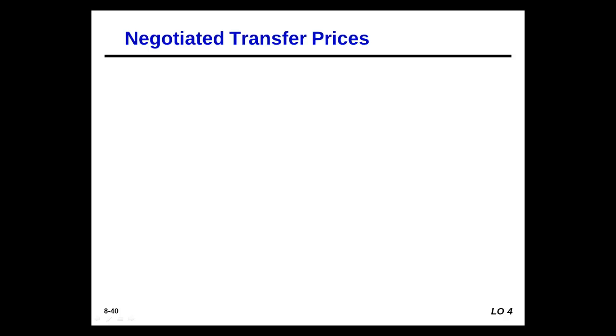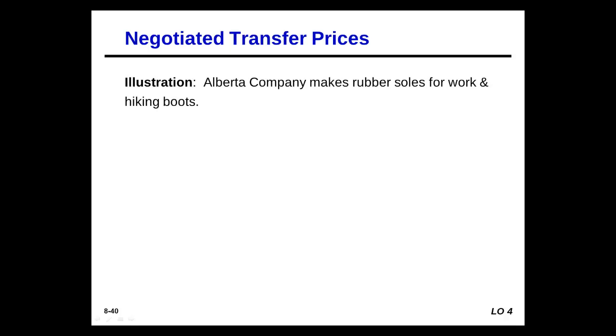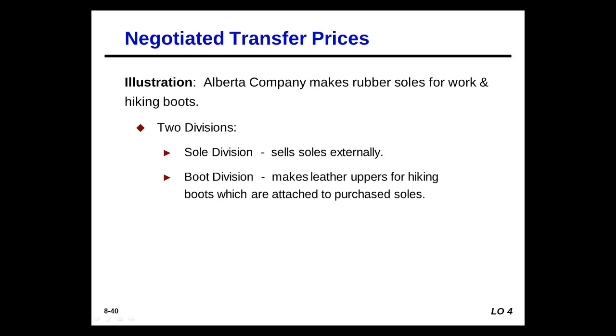A negotiated transfer price is determined through agreement of division managers. To illustrate negotiated transfer pricing, we examine Alberta Company. Until recently, Alberta focused exclusively on making rubber soles for work boots and hiking boots. The company is structured as two independent divisions, the sole division and the boot division. The company compensates the managers of each division based on achievement of profitability targets for that division.